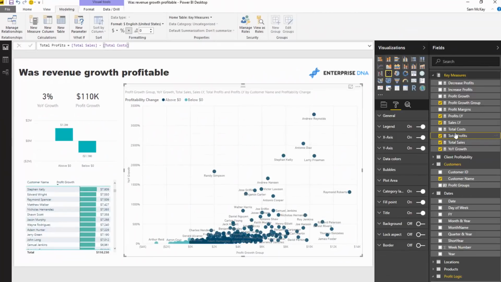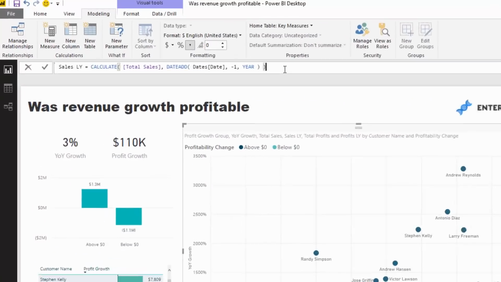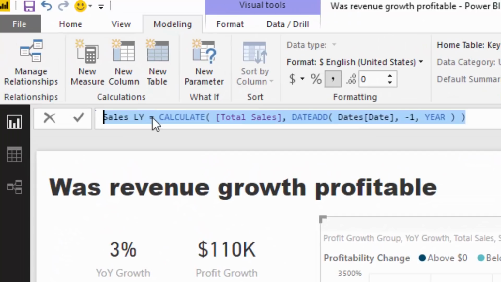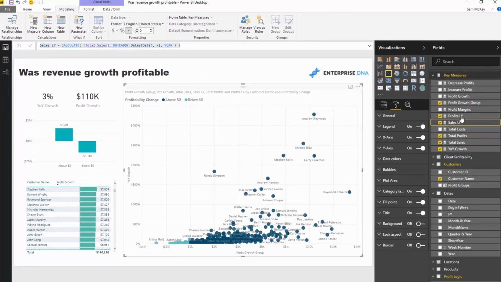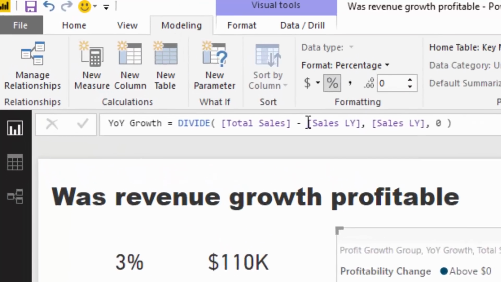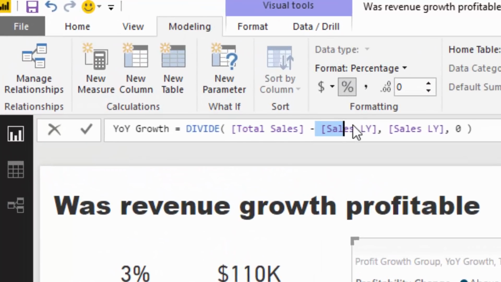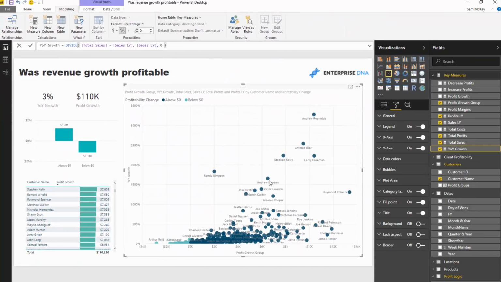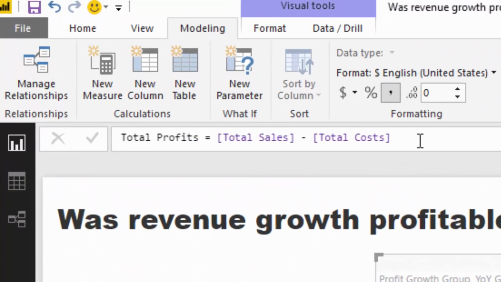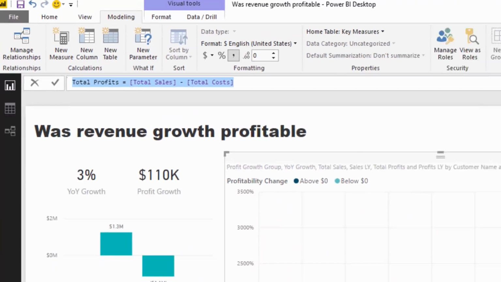All I did there was create sales last year, using DATEADD, which is a time intelligence function. From there, I was able to work out the year-on-year growth. You'll see here that I've gone total sales minus sales last year, divided by sales last year. That's going to give me the percentage year-on-year growth. And then we've got to jump to the profit growth as well. Remember, we've got total profits here, so we've got that initiated.